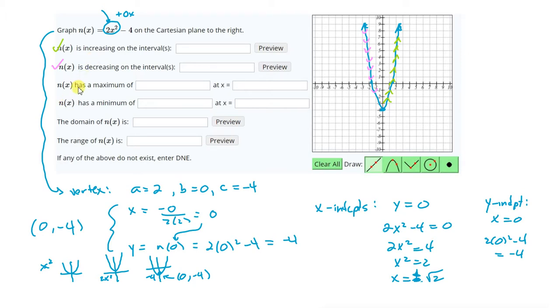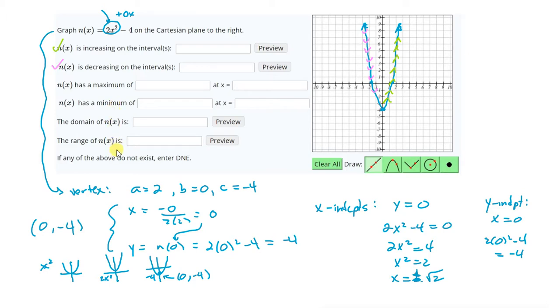Okay, maximum and minimum. Okay, do we have a maximum? Is there an overall highest point? Remember, this function goes up forever. Okay, if there is no overall highest point, we would say DNE in both boxes. Okay, what about a minimum? Is there an overall lowest point, and where does it occur?